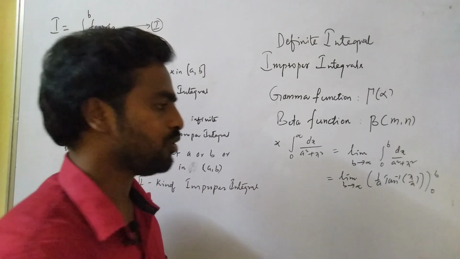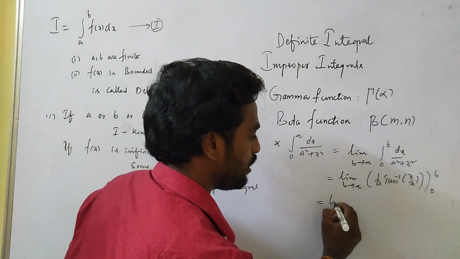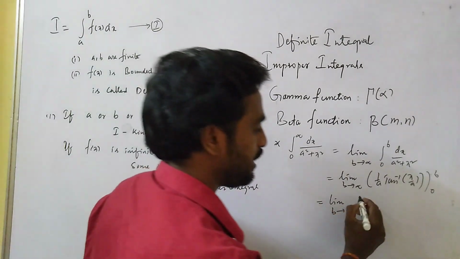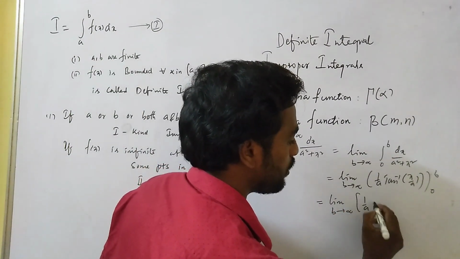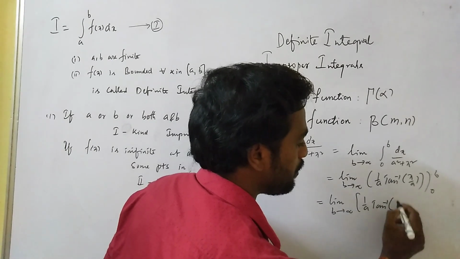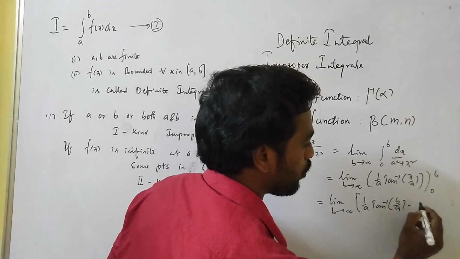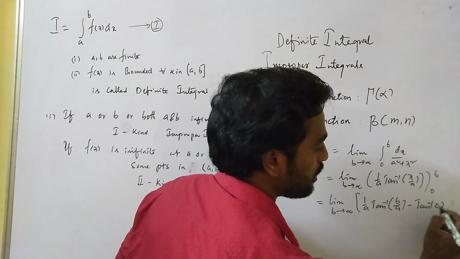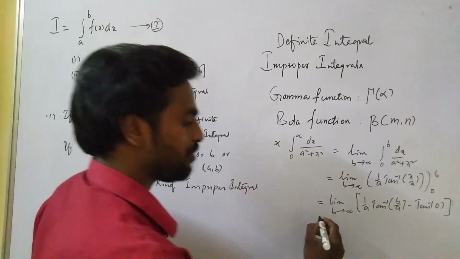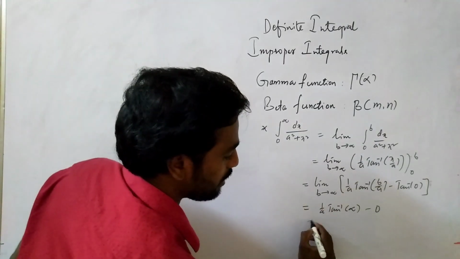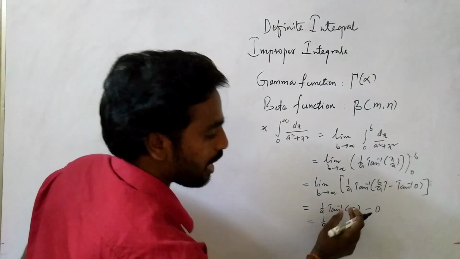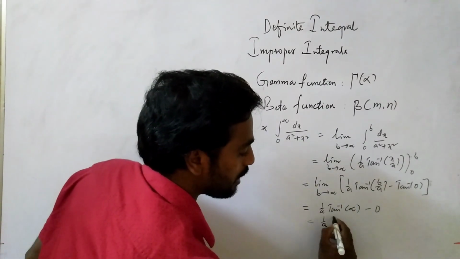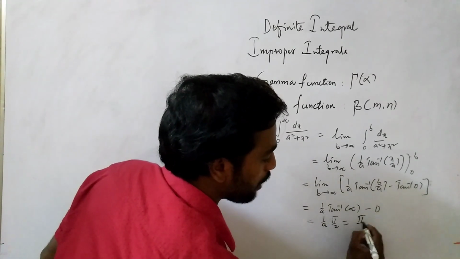Limits are 0 to b. So which is equal to limit b tends to infinity, 1 by a into tan inverse of the upper limit b by a minus the lower limit 0. Tan inverse of 0 is 0. So finally 1 by a into tan inverse of infinity. Tan inverse of infinity is pi by 2. So finally 1 by a into pi by 2, which is equal to pi by 2a.